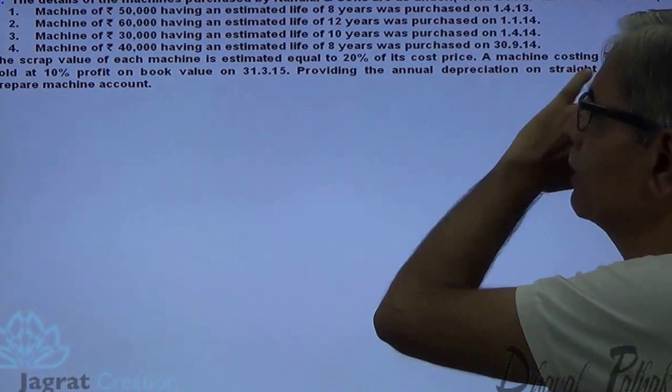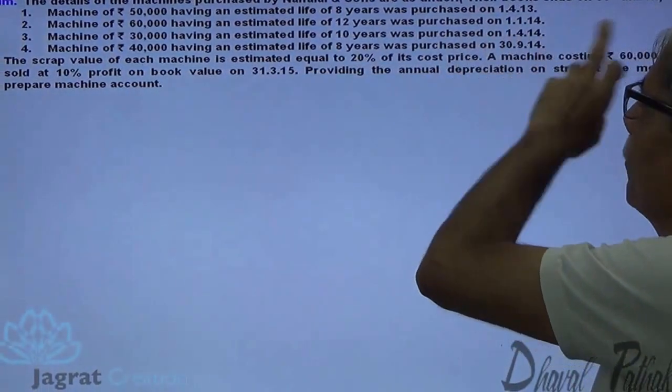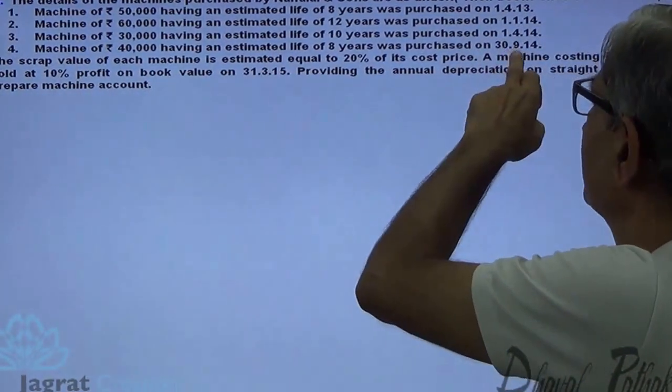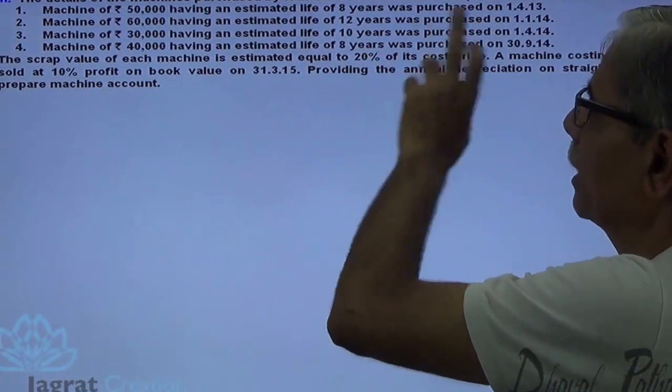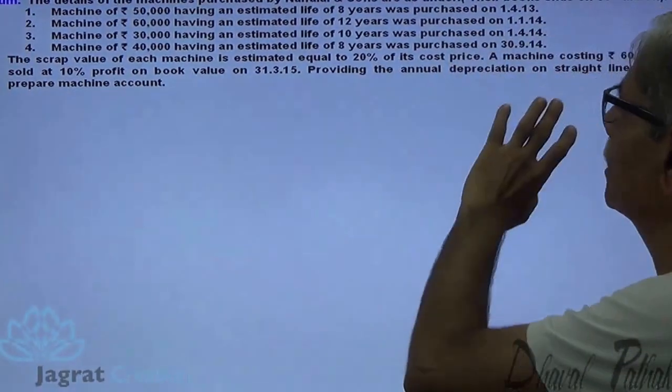Purchased on 1/1/2014. Machine 30,000, estimated life 10 years, purchased on 1/4/2014. Fourth machine 40,000, purchased on 30th September 2014, estimated life 8 years. Scrap value of each machine is 20% of its cost price.